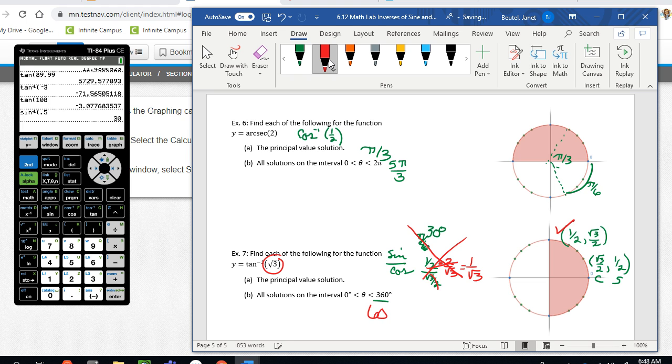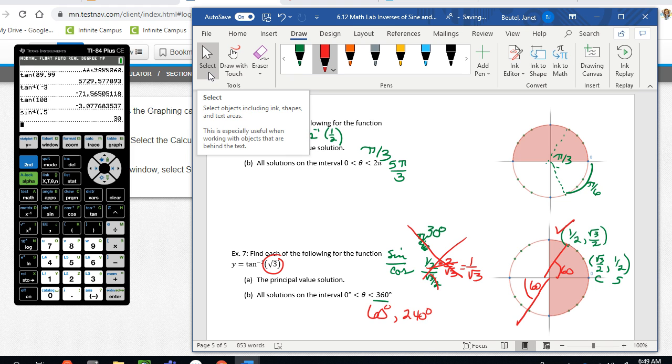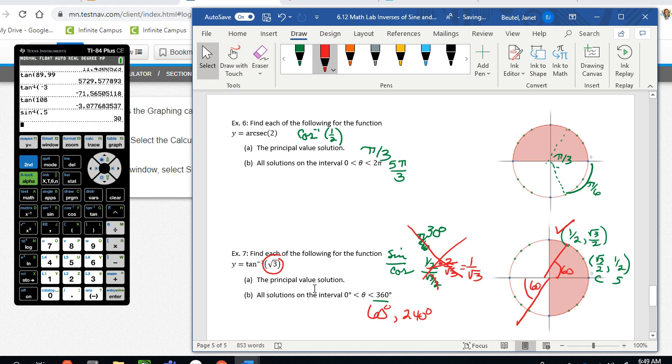So if tangent is positive here at 60 degrees, where else is it positive? It's going to be down here at 60 degrees. Okay, so we take 180 plus 60, 240. And somebody asked me the other day, do these two always come out in a straight line? Yes, but only for tangent and cotangent.